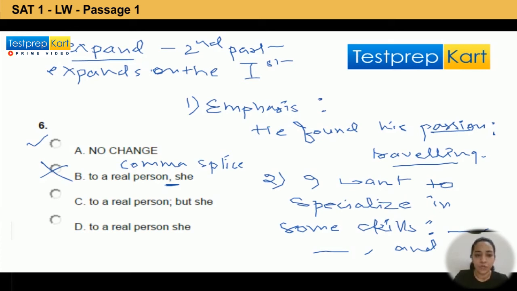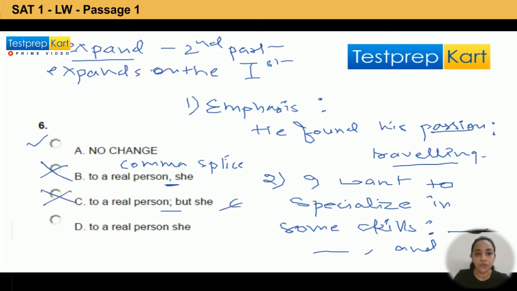Goes out to a real person, but this we have already identified. If we need to use but, we need a comma. And more than that, we need to have some sort of contradiction, right? Do we have a contradiction here? People like to talk to Ellie, and the second part elaborates on that: why is that? Because she's not judgmental, right? So there is no contrast here.